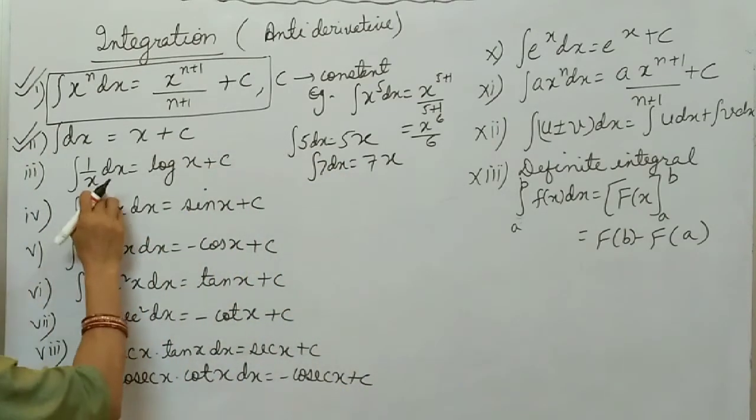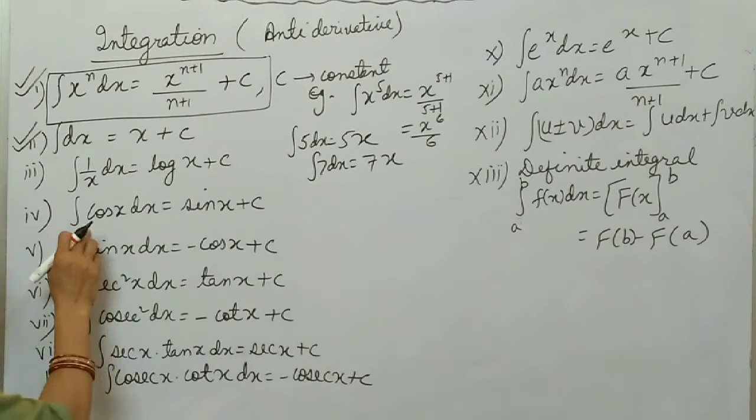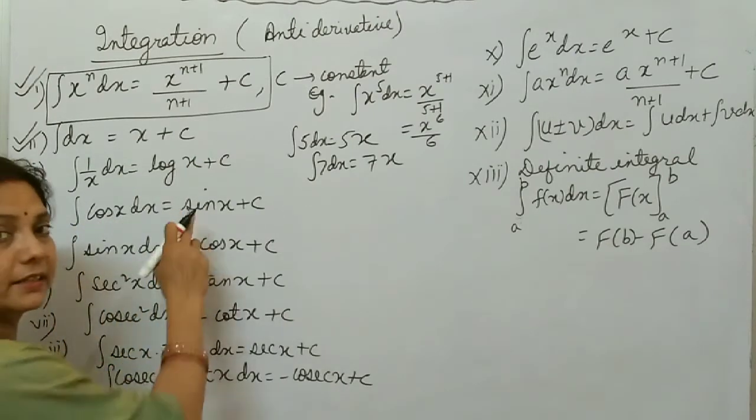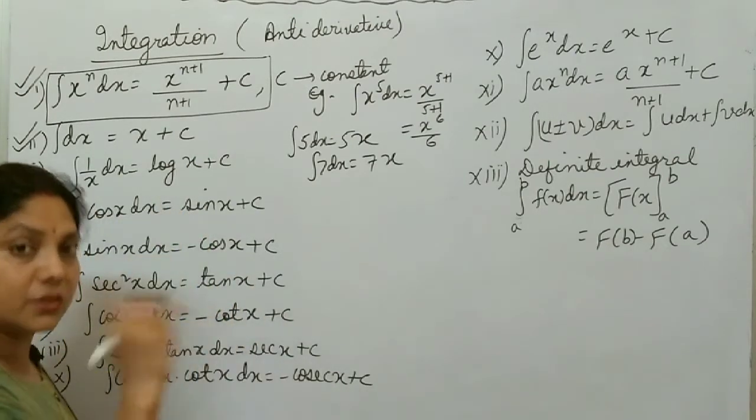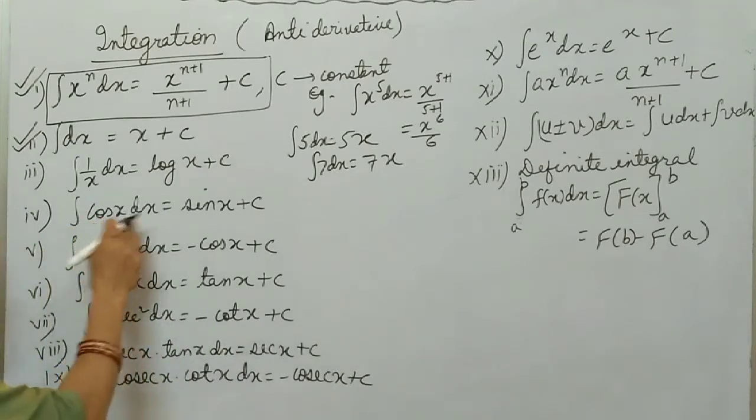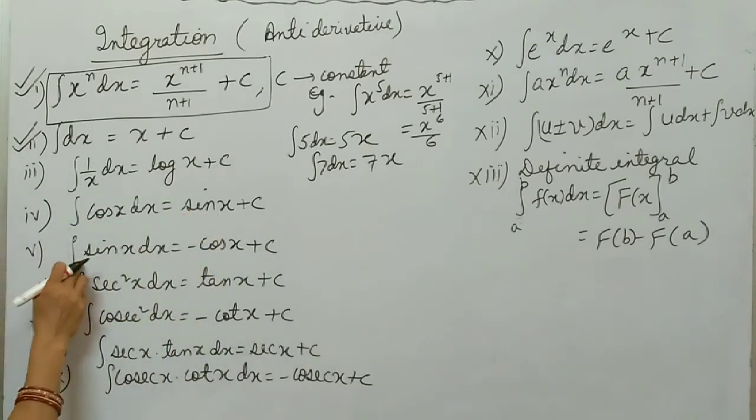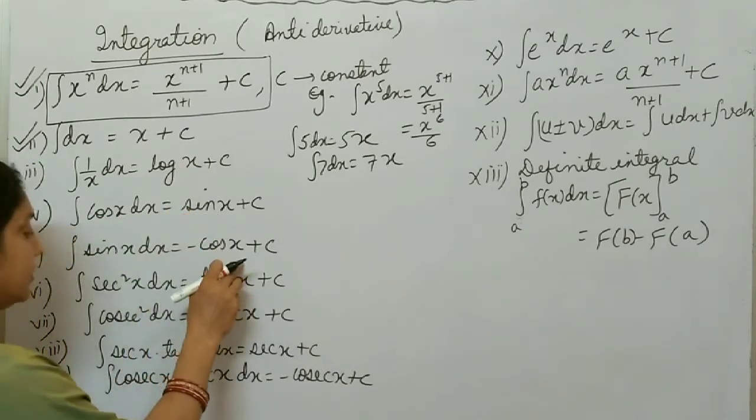Here, integration of 1 by x is log x. Integration of cos x is sin x. Differentiation of sin x is cos x, so integration of cos x is sin x. Integration of sin x is minus cos x.